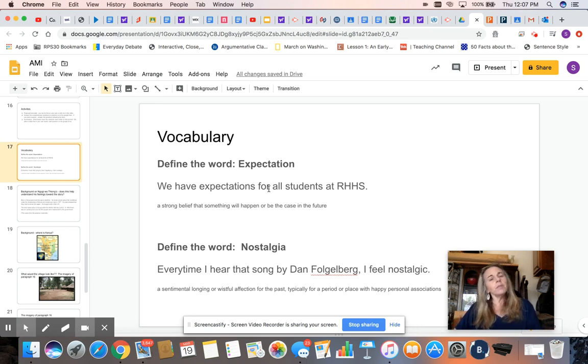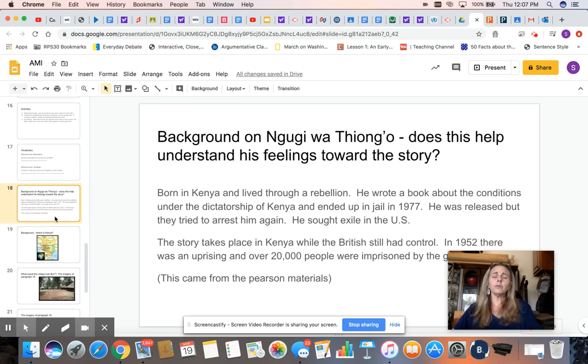These ideas are echoed in our story today. Our story is called The Return. It is by a man named Guji Wa Tiango. I'm probably mutilating his poor name with my southern accent. But what do we know about him, and how does his background help us understand his feelings or his tone about the story that we're going to read today?